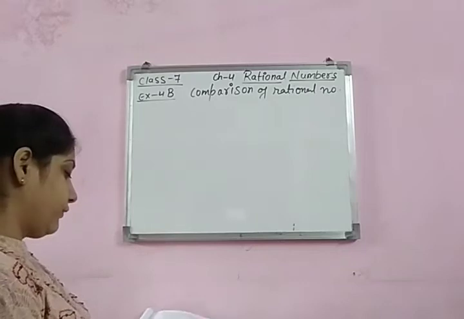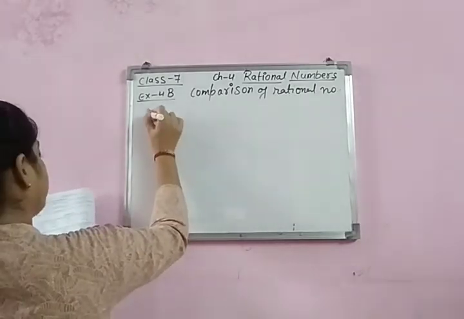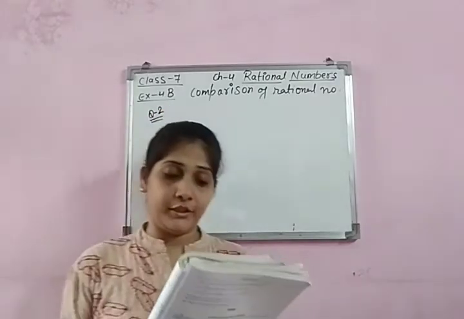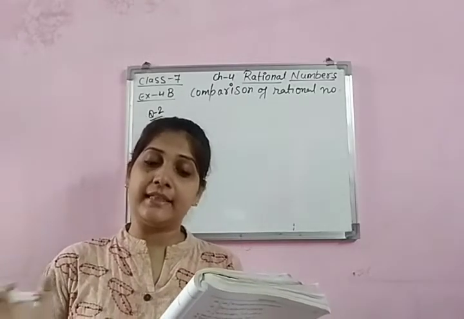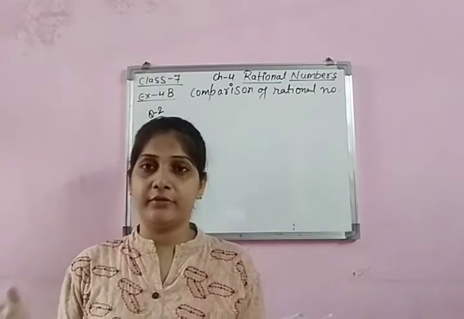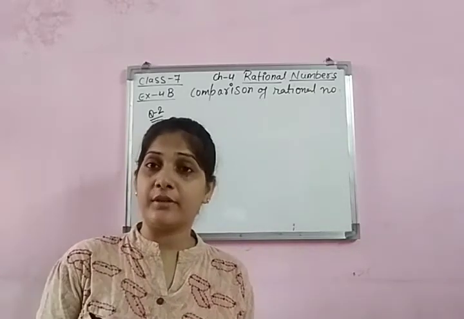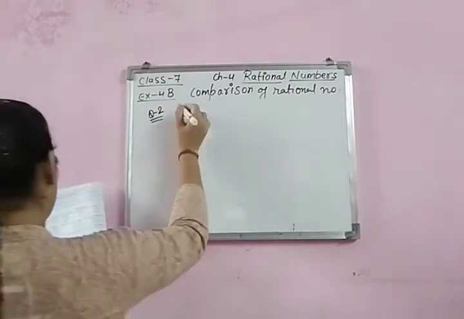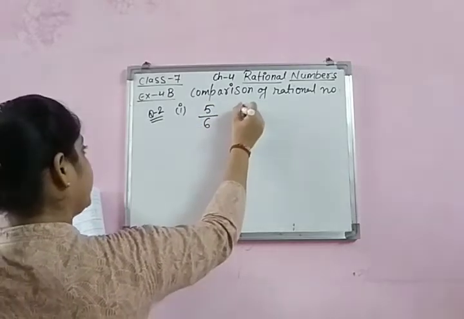So exercise 4A, as I was telling you. Question number 2. I am reading the heading of the question. It is, which of the two rational numbers is greater in each of the following pairs? Some of the pairs are given to us and we have to tell which one is bigger. So only by looking we can tell. So I am writing some of the questions, children, over here for your convenience.